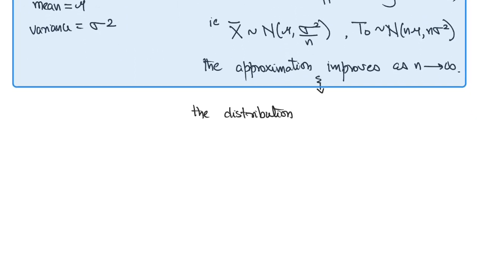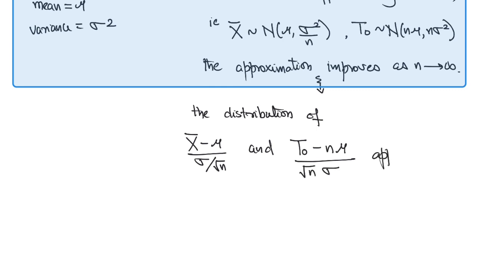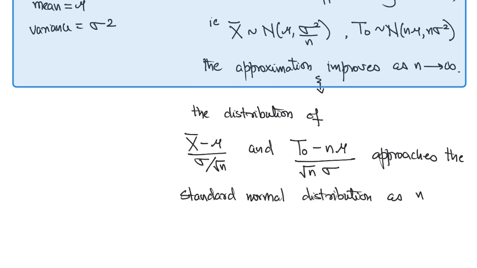This is equivalent to saying that the distribution of the random variables x bar minus mu divided by sigma over square root of n and T naught minus n times mu divided by square root of n times sigma approaches the standard normal distribution as n goes to infinity.